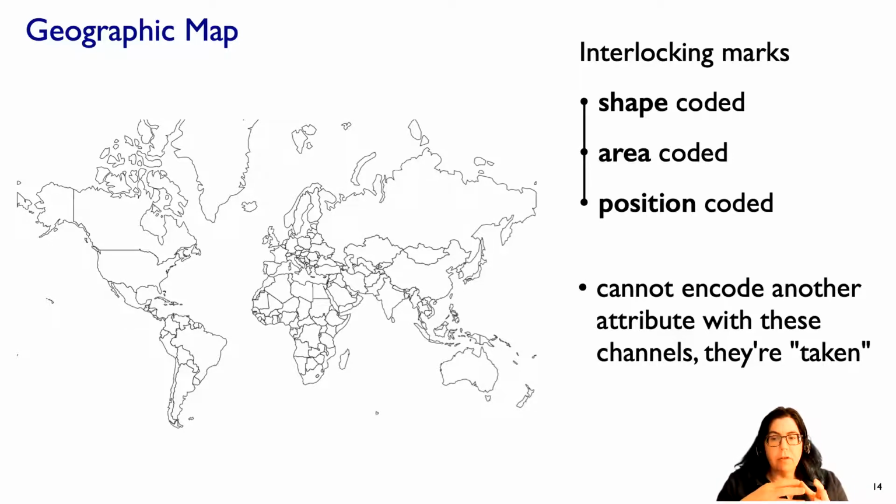It's important to note that you can't encode another attribute with any of these three channels when you're dealing with interlocking marks. They're already taken, right? We can't just move Canada way over here into Asia, and while we're at it, spin it around and shrink it down. That wouldn't mean anything. So these things are given.